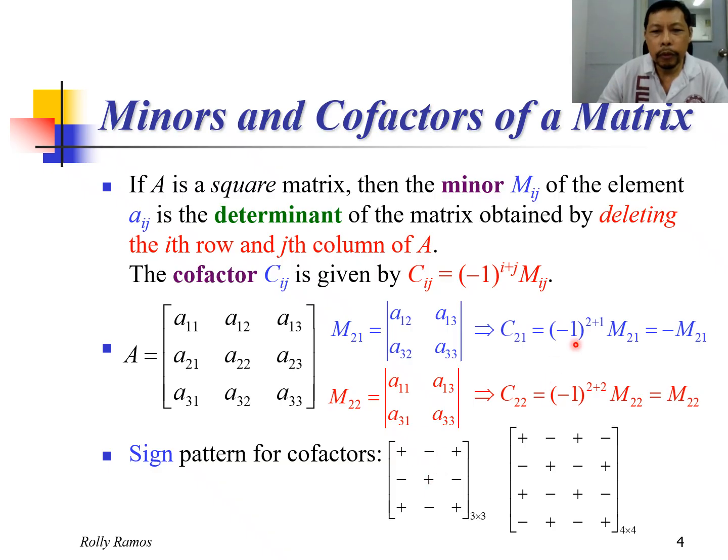So instead of using this expression here, negative 1 raised to i plus j, we could simply use this sign pattern. Because for the first element, A11, negative 1 raised to 1 plus 1 is negative 1 raised to 2, which is positive. And then this element would be negative 1 raised to 1 plus 2, or negative 1 raised to the third power, which is negative, and then an even power again. So alternating signs: plus, minus, plus, and then positive, negative, positive. Okay.